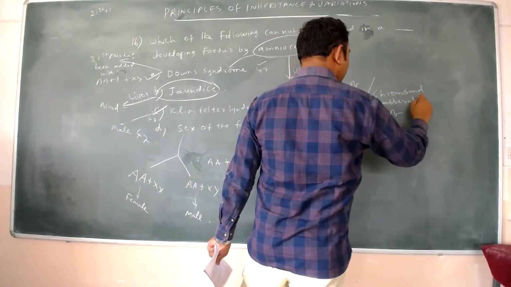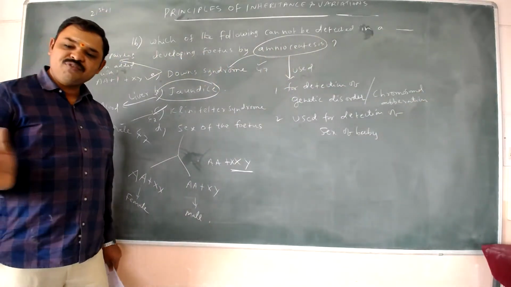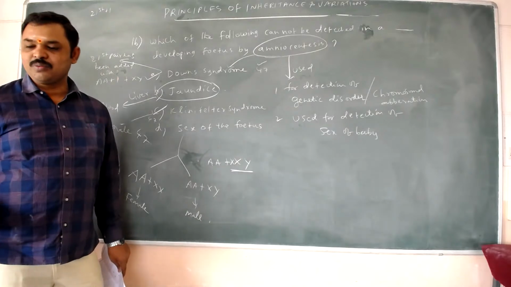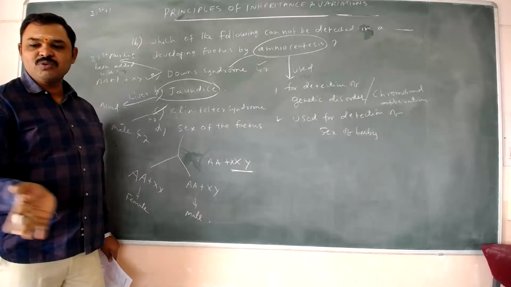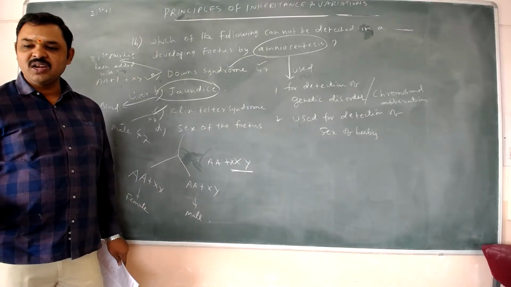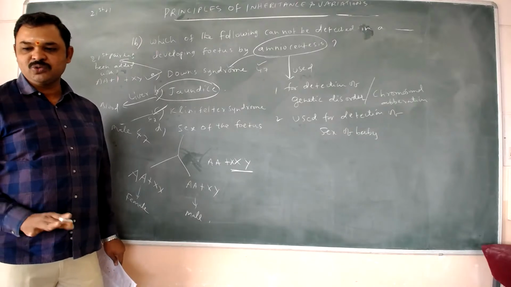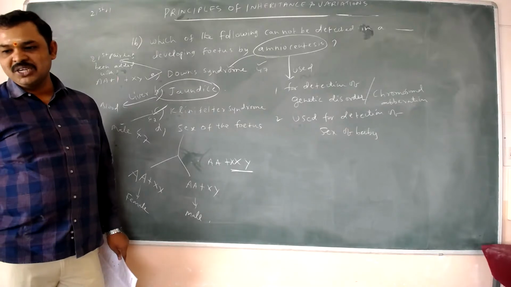What is meant by chromosomal aberration? It is a change in the chromosome number. Maybe an addition of an X chromosome or a loss of a chromosome. An extra chromosome may be added, which is an aberration, or an existing chromosome may be lost, which is also an aberration. It may be 2n plus 1, or 2n plus 2, or 2n minus 1, or 2n minus 1 minus 1. Like this, chromosomal aberrations are there.